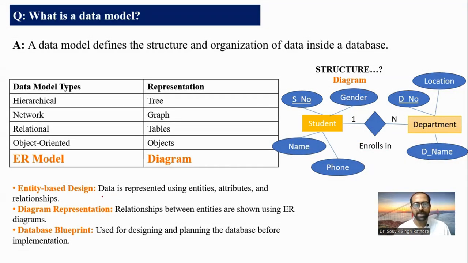For now, we have seen that the ER model is an entity-based design where data is represented using entities, attributes, and relationships. The second point is diagram representation. That is, the relationships between entities are shown using an ER diagram. Lastly, it is the database blueprint. The ER model is used for designing and planning the database before implementation.